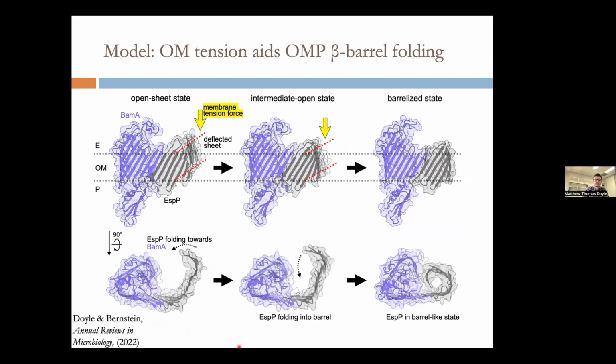Okay, so this is a summary of these ideas. So we think that BAM-A holds on to these sheets that are intermediates of barrel folding. And so these sheets, these intermediates of barrels, have evolved to deflect the membrane when they're not folded properly, all right? And so outer membrane tension is going to pull it back in, and so then that will drive barrel folding faster. And these are just shown here from the cell surface. And so that's a summary of what we found from a fundamental point of view.